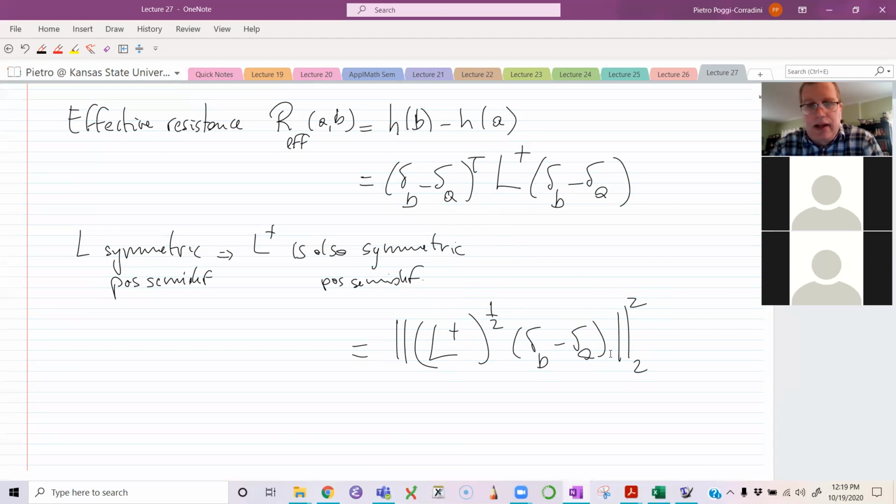I think I ran out of time, but at least I gave you an example of how you could use the pseudo-inverse in a practical situation. Any questions? I'm afraid I went too fast. I don't know, I just got a little excited.